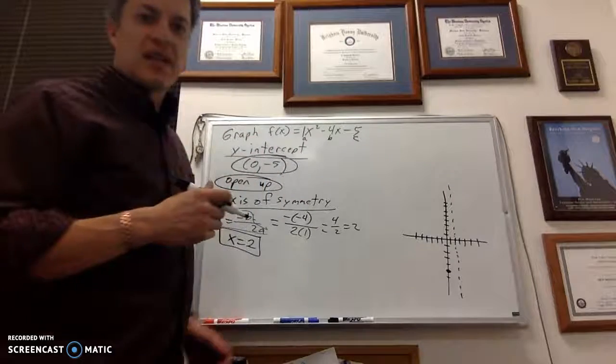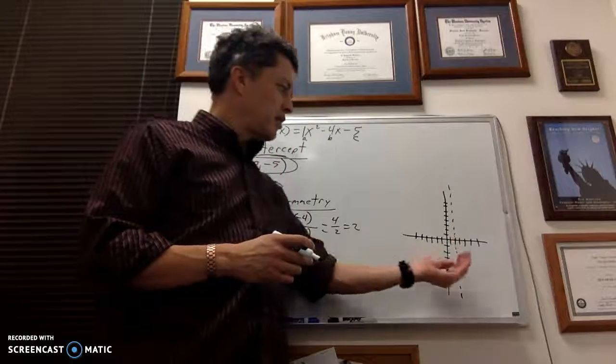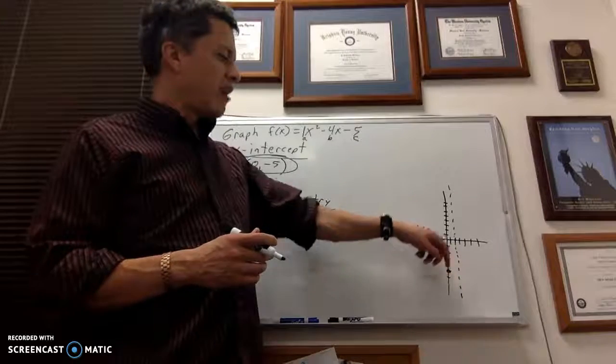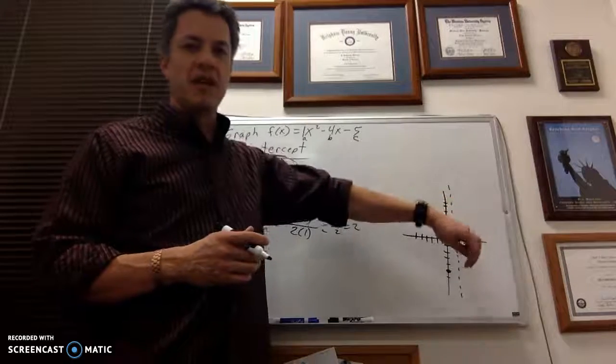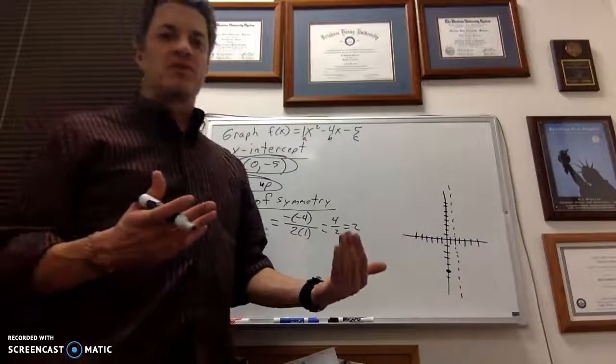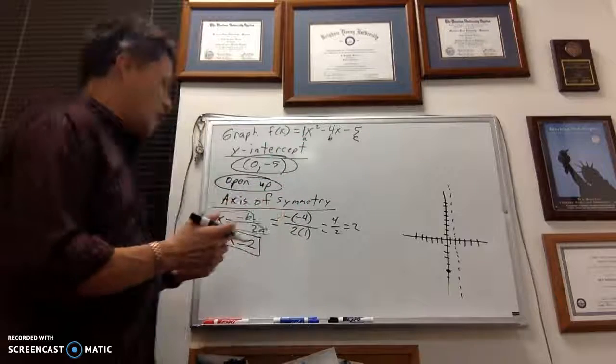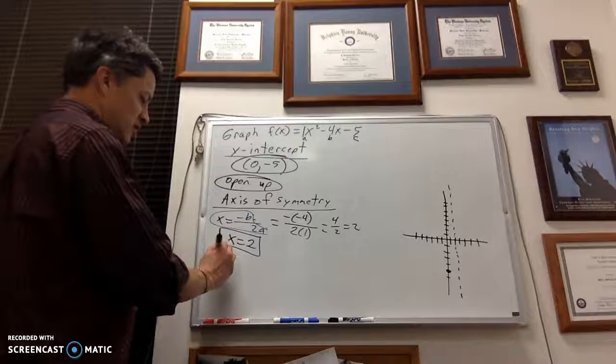And what that means is half my parabola is going to be on the left side of this vertical line, and half my parabola is going to be on the right side of it, okay? That's why they call it symmetry, the axis of symmetry. It's symmetric on either side of that dotted line. All right, now let's find the vertex.